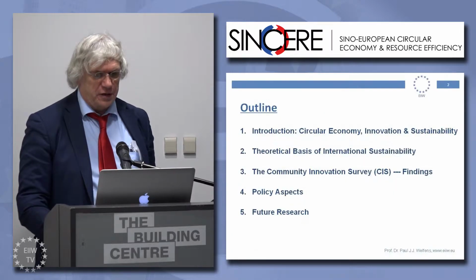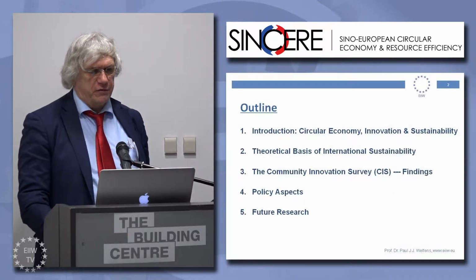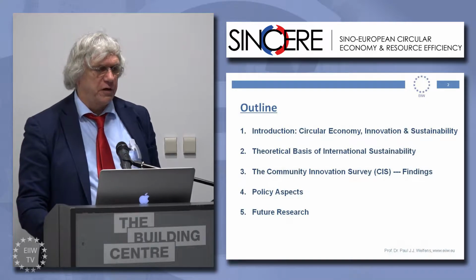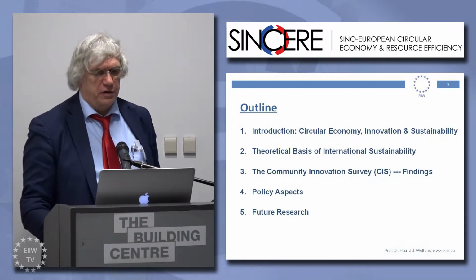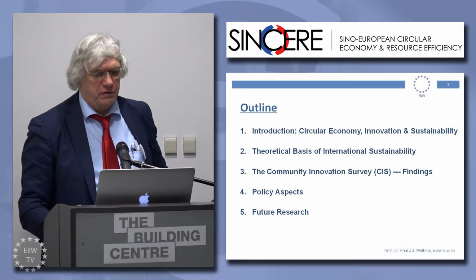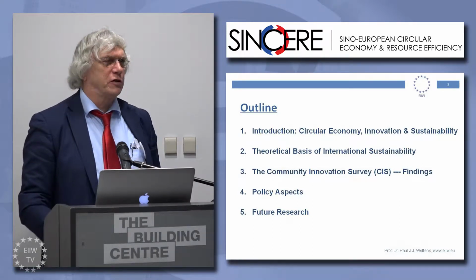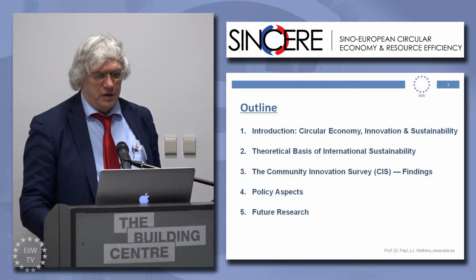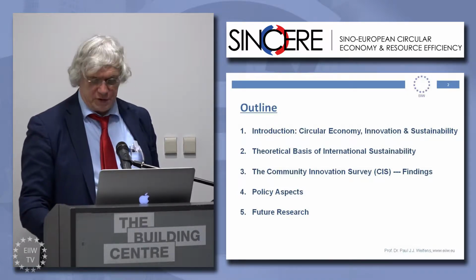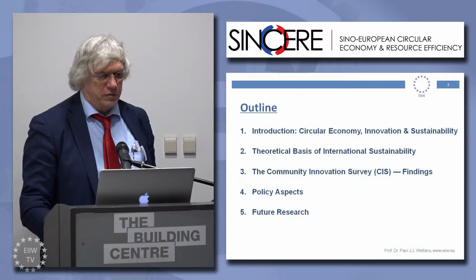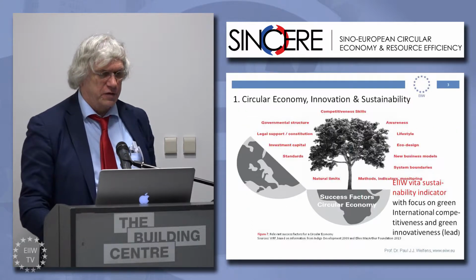So let's see what the outline is. At first I would give you a short introduction, then look at what is important as a theoretical basis of this green Schumpeterian sustainability analysis. I can say a few words about the Community Innovation Survey, and I would very much encourage our Chinese colleagues to consider adopting a similar survey, maybe not for all sectors, but at least for some of the important sectors. The green sector, ICT, automotive, and others are very important. Then I will focus a little on policy aspects and future research.